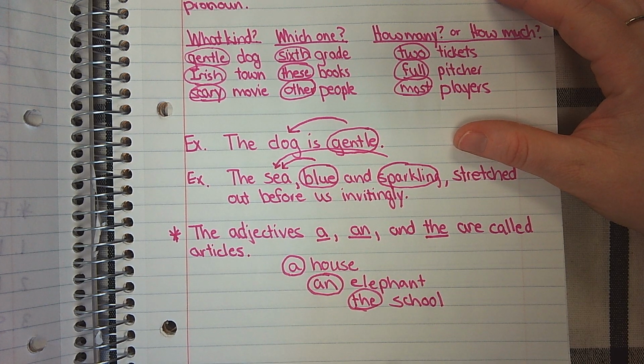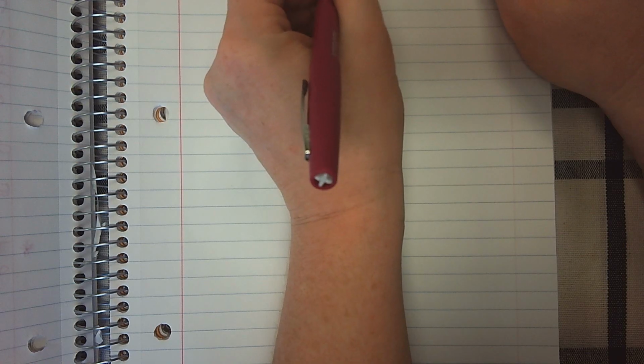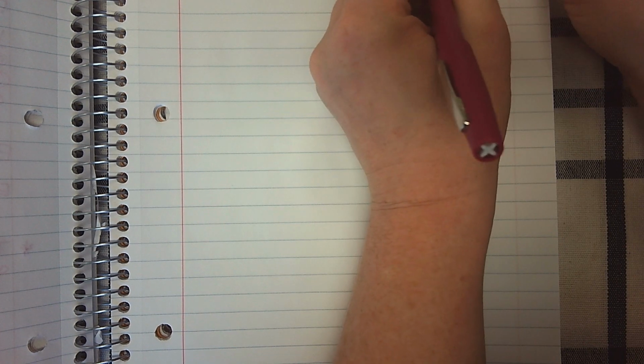All right. Let's practice locating some of these adjectives within some sentences. Okay, let's turn the page and we're going to do some practice. Okay, here's the first practice one. A silvery moon rode down the western sky.